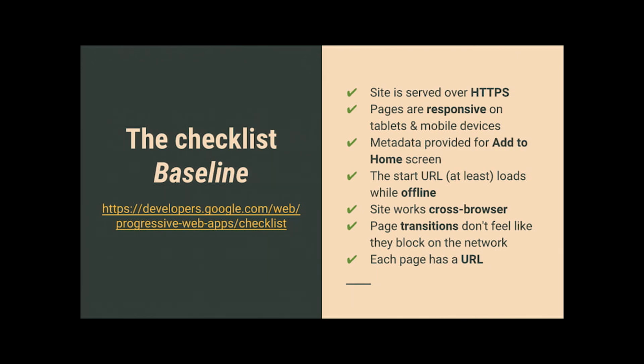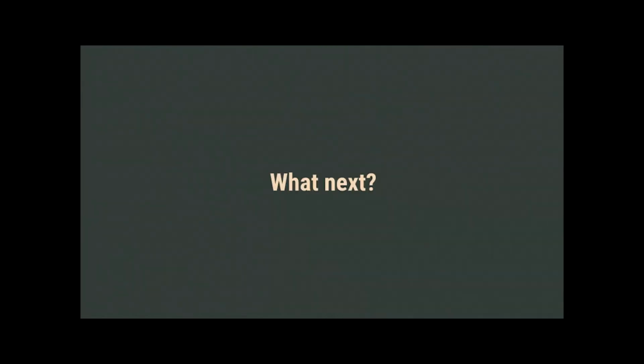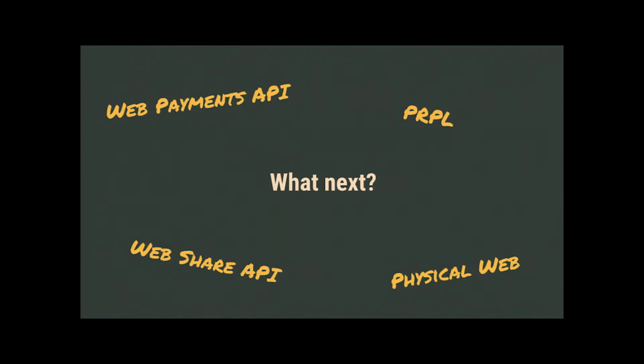That's the baseline checklist. This is what I hope you will go off and try to make your site do. You will think about how this is going to improve the experience for the user. And next, look at the Web Payments API, look at the Web Share API. This allows you to do native sharing from web pages. Look at the PRPL pattern as well. This is what housing.com used to architect how they deliver their site very quickly.